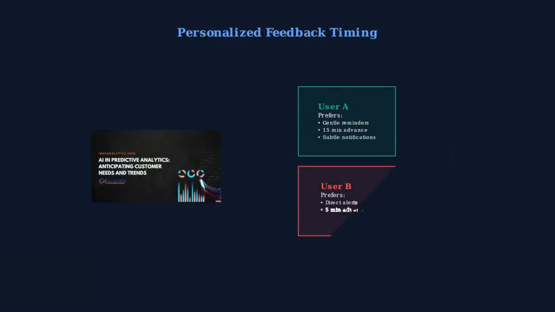The most advanced systems will even personalize the timing and style of feedback based on your individual preferences and cognitive patterns. Some people prefer gentle nudges, others need direct alerts. The AI learns what works best for you. This represents a fundamental shift in human-computer interaction. Instead of us constantly telling computers what we want, they'll increasingly understand our needs and provide helpful feedback proactively. The future of feedback is not just responsive, it's predictive, personal, and intelligent.